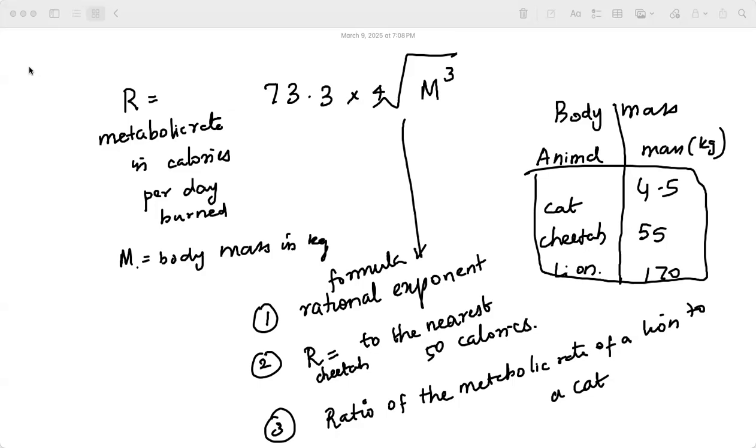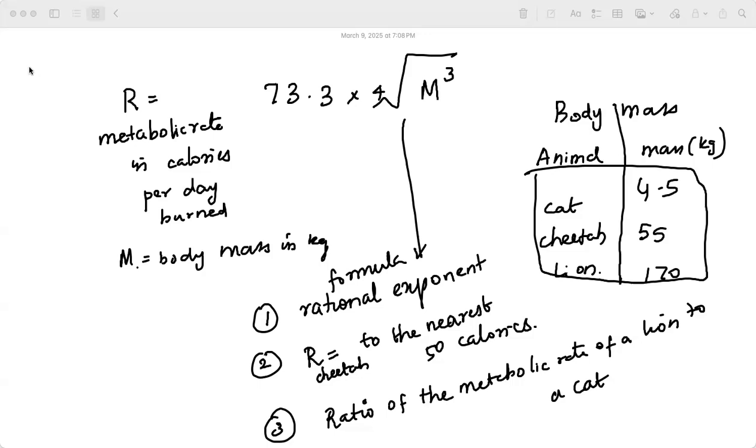Second time your answer seems different, right? But they've asked you to send it to the nearest 50 calories, right? Then what should you do? You have to round it to the nearest 50, right? You see what I mean?